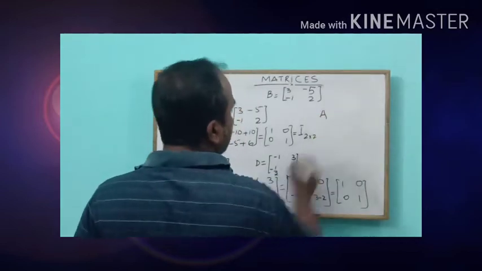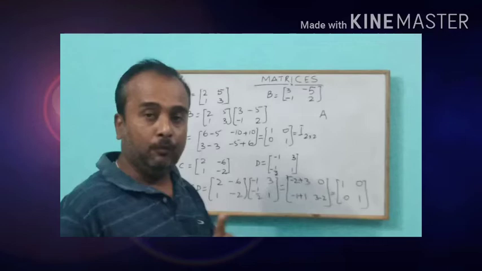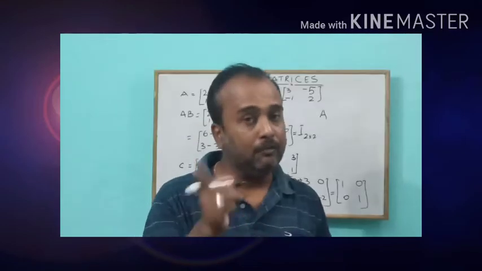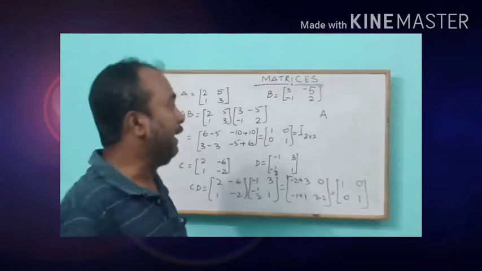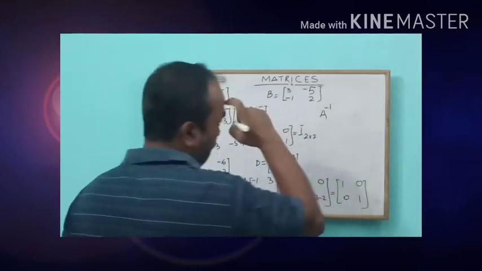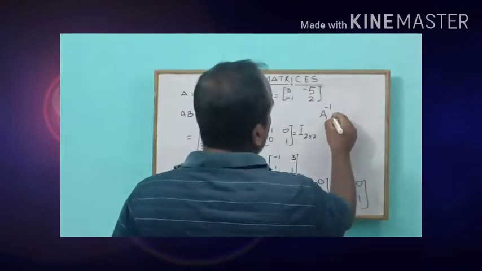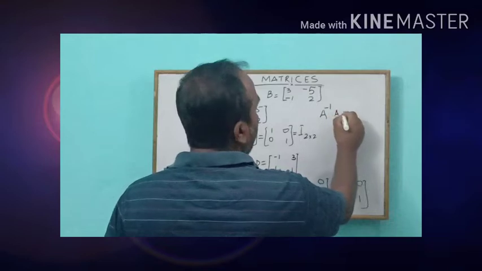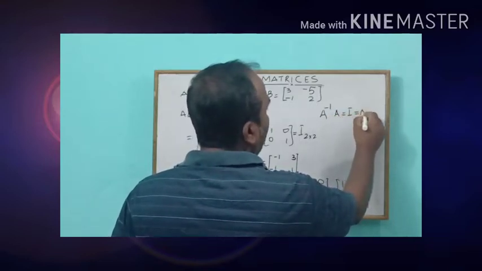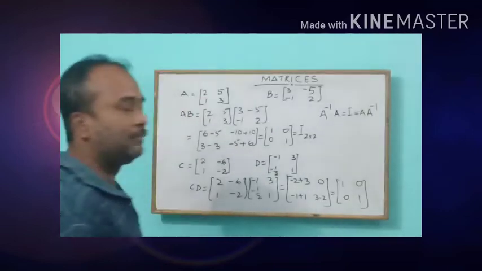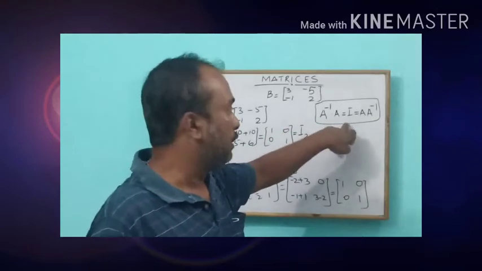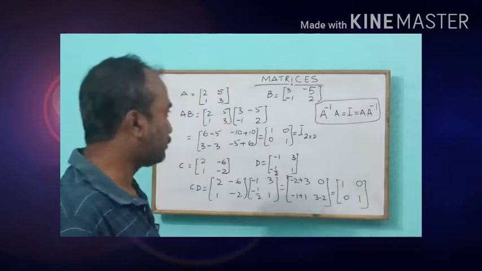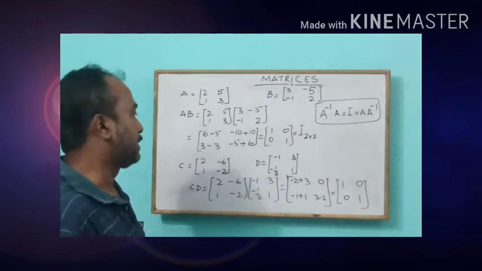So inverse of a matrix A will be a square matrix. Always remember, the inverse of a matrix exists only for a square matrix. Inverse of a matrix A is denoted by A to the power minus 1, A inverse, which is such that A inverse into A equal to I, or A into A inverse. This is the definition of inverse of a matrix. So I think the definition is clear. That is, A inverse into A will be equal to A into A inverse. That will be an identity matrix.